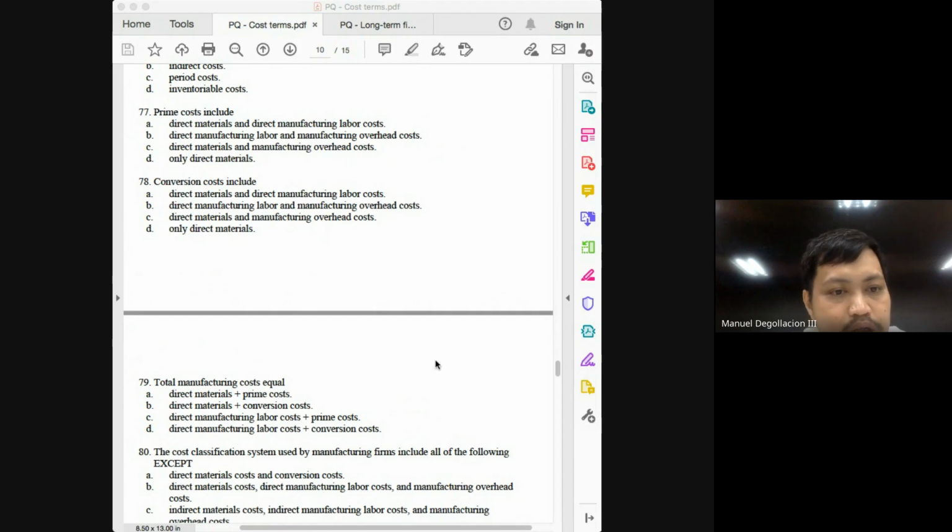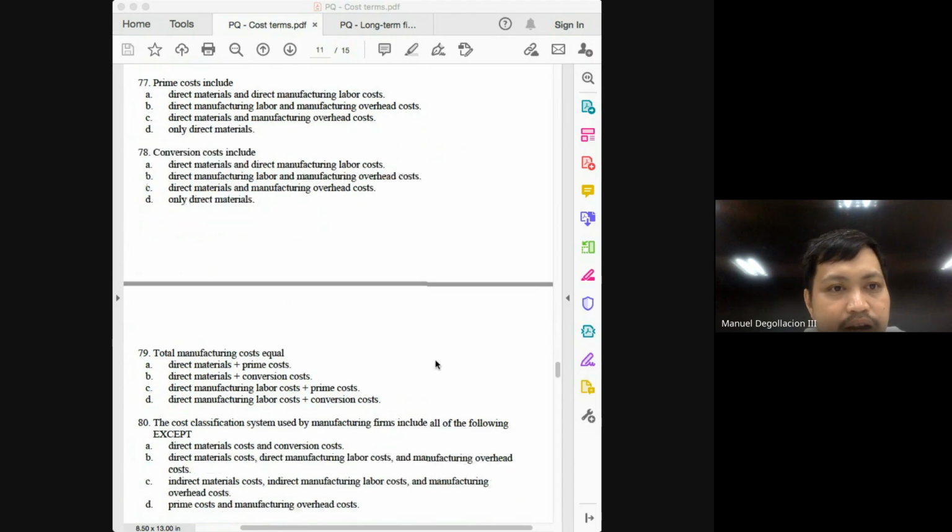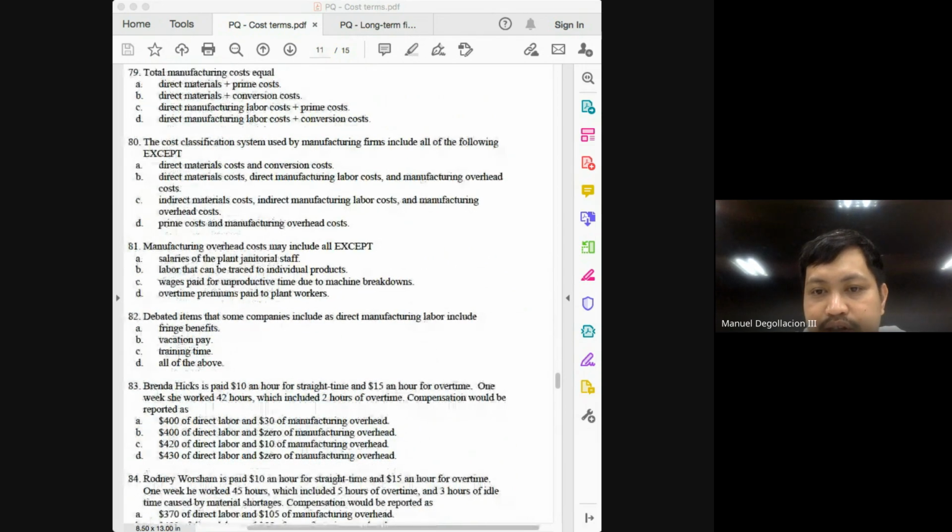We are in number 80 already. The cost classification system used by manufacturing firms include all of the following, except direct materials and conversion costs, direct materials cost, labor cost, overhead. Those are correct. Indirect materials cost, indirect manufacturing labor cost, and manufacturing overhead. No, they all pertain to one and the same classification, which is your overhead cost. Prime cost and manufacturing overhead cost. That's correct. The answer then is letter C, Charlie.